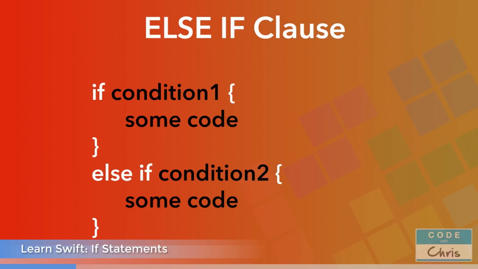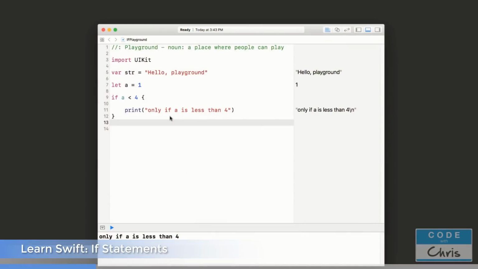If you write it this way, you're basically checking condition number 1. Is that true? If it's false, now you're checking condition 2. And if that evaluates to true, then you're running the code inside that else if block. Now keep in mind that it goes from top down, and if the first condition is true, then it's going to run the code inside the first set of curly brackets, and it's just going to ignore your else if statement. So let's take a look at that inside the playground.